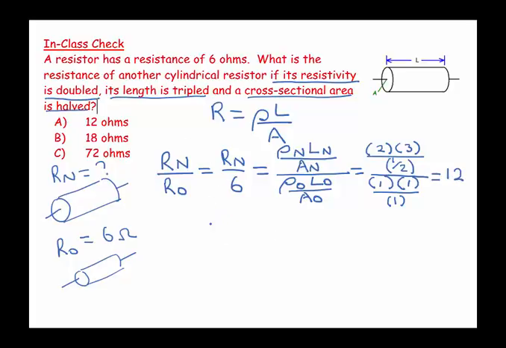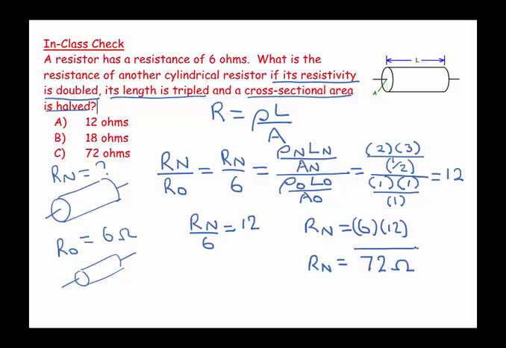So now when I look here, I say, well, R new over 6 is equal to 12. So that means that the new resistance is equal to 6 times 12. The new resistance is equal to 6 12s, which is 72. This will be 72 ohms is the value.